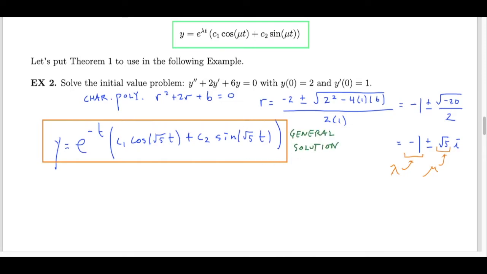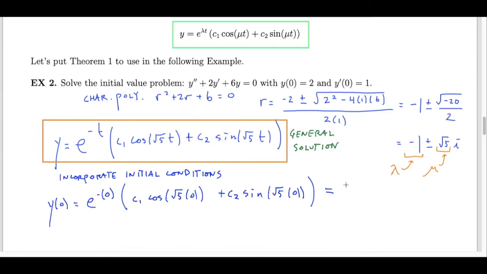In many problems, I'll be done there. That'll be my final answer. In this particular problem, we are provided with initial conditions, and so I'll need to do additional steps to incorporate those initial conditions. Let me start with this y of 0 equals 2. Here I've plugged in t equals 0 into my general solution, and then I'm told that that should equal the value of 2.